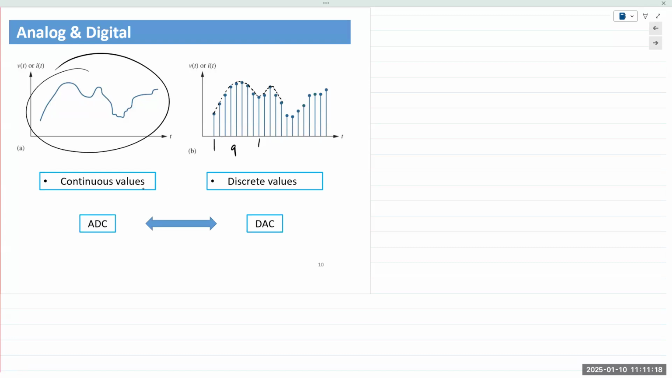To go between the two modes, we use converters. So here is an analog to digital converter. And if you want to convert a digital signal to analog, we use a DAC, digital to analog converter. And this is, of course, something that you'll study as you go along.